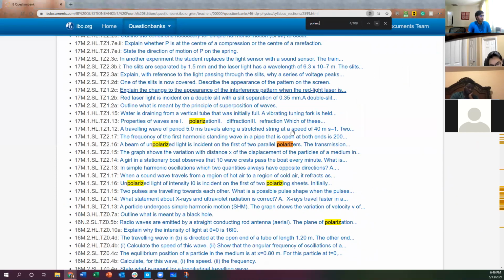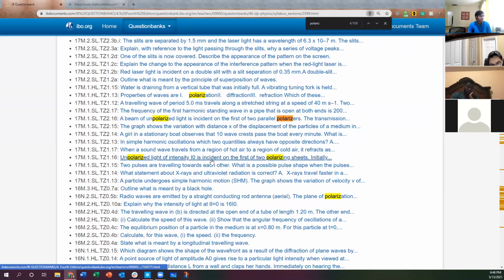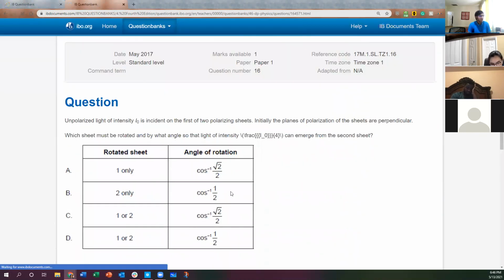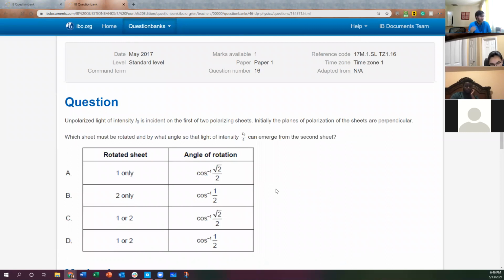Okay, polarization. These are always good questions. I think this was actually on one of our quizzes, but let's do it anyways. It's a good practice.